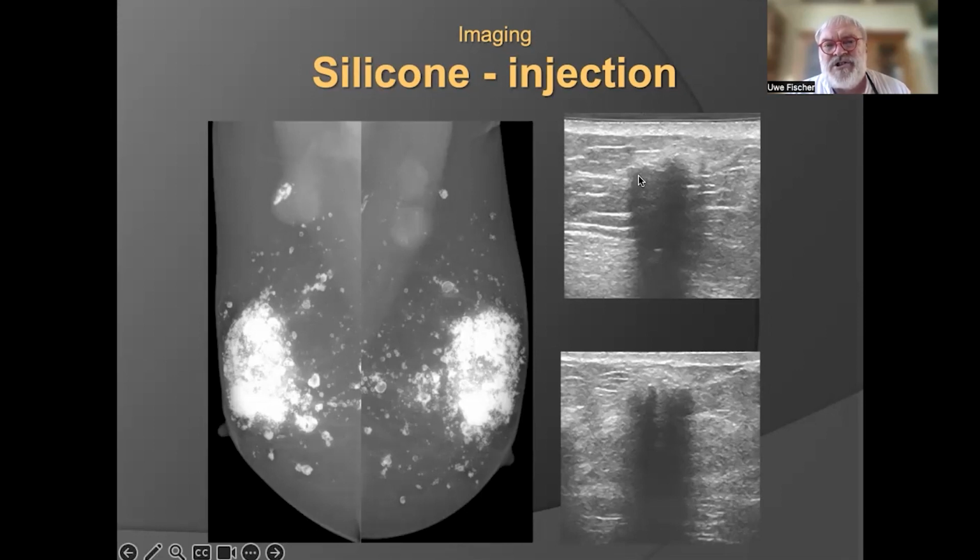And if you use ultrasound, you see these hypoechoic changes. This is not the image of silicone. We expect something like snowstorm effects or something like this. So this is the imaging of the calcifications in all localizations.